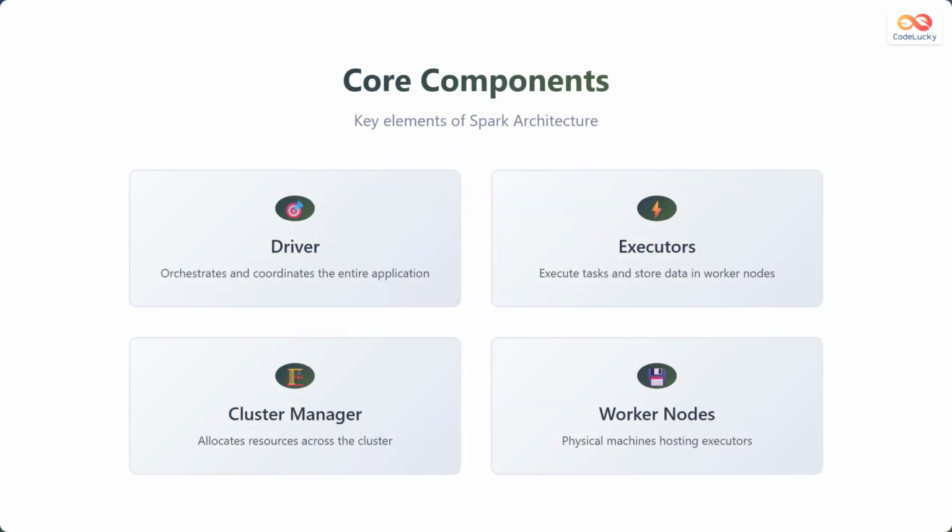Let's look at the core components of the Spark architecture. The key elements are the driver, executors, cluster manager, and worker nodes. The driver is the orchestrator and coordinates the entire application. Executors execute tasks and store data in worker nodes. The cluster manager allocates resources across the cluster. Worker nodes are the physical machines that host the executors.